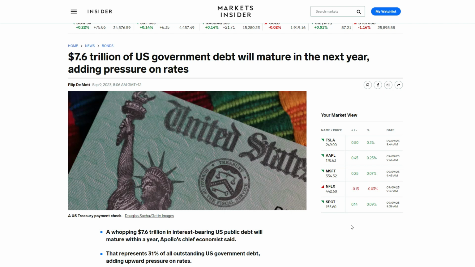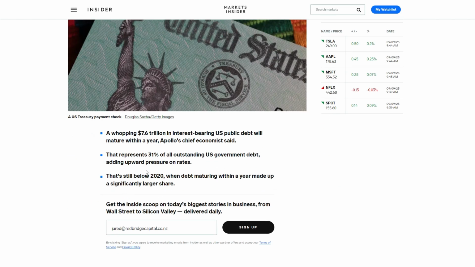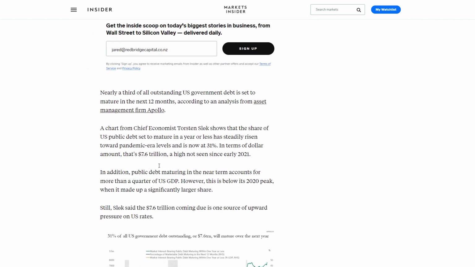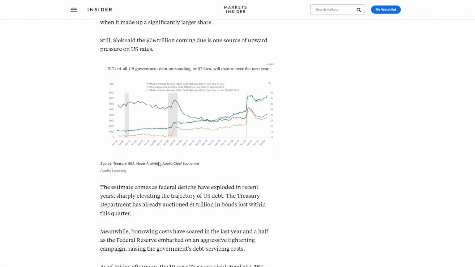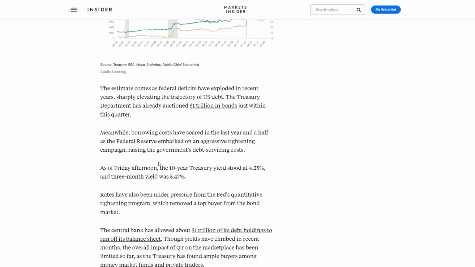One of them being $7.6 trillion of US government debt will mature in the next year, and that adds upside pressure on rates because that is a huge amount, 31% of all outstanding US government debt. And basically what that means when that debt matures is the government's going to have to refinance it and issue new debt, and just simple supply-demand economics. If they're trying to sell a lot of bonds, it's going to have to offer a higher yield to attract buyers.